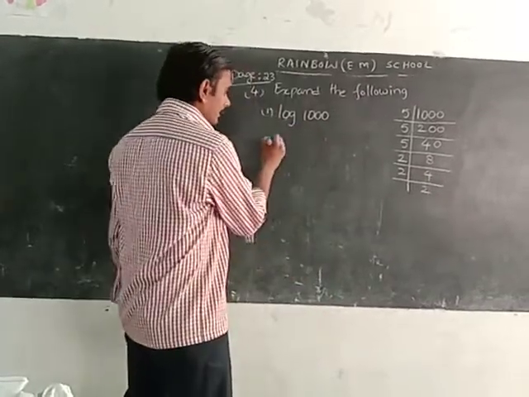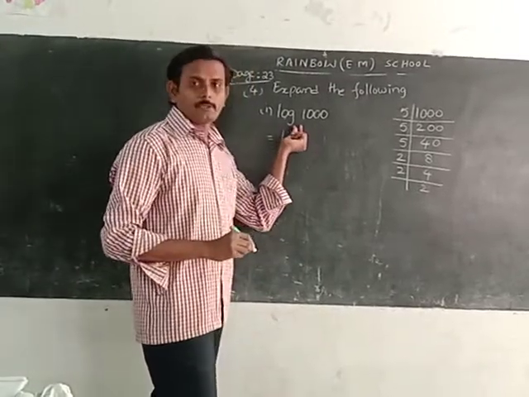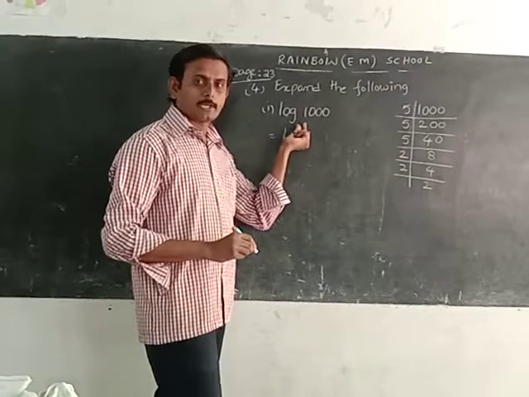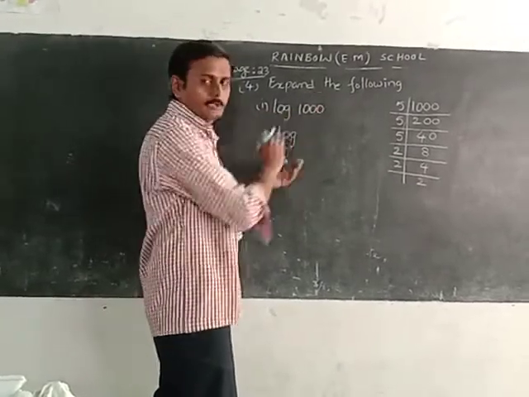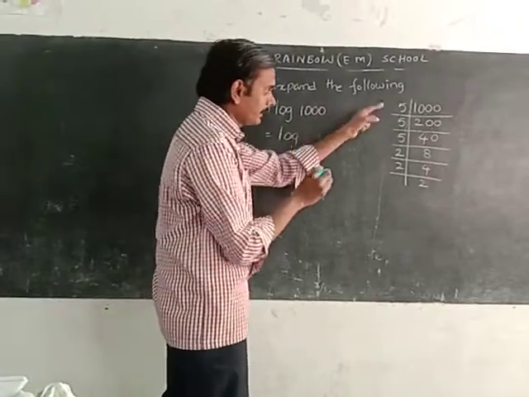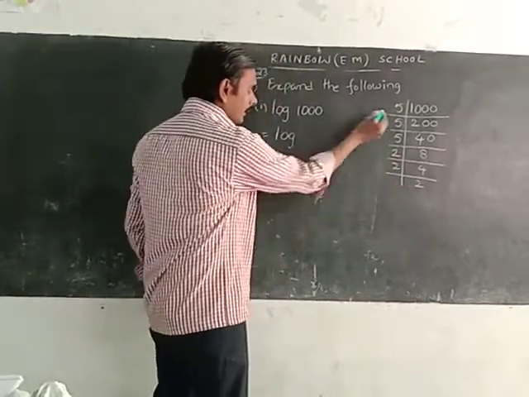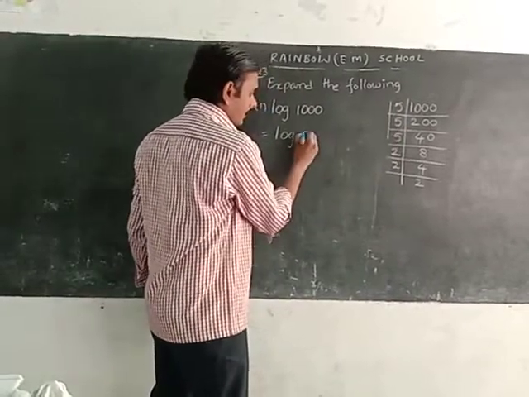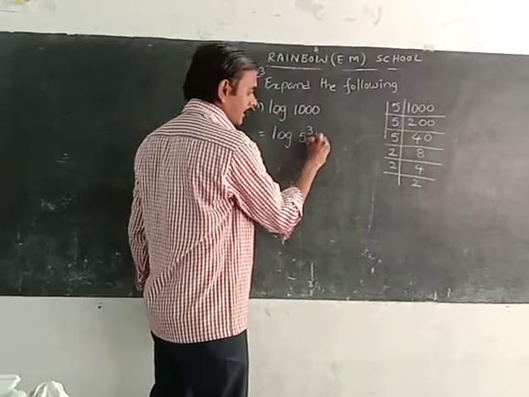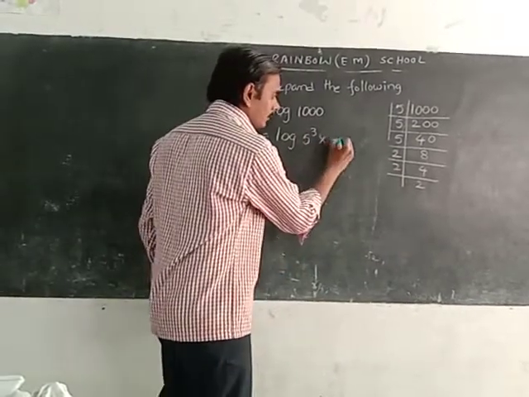Now we can write the log. Here the base is not given, which means we take the common base 10, so no need to write it here. Directly you can write log of 1000 as 5 into 5 into 5 into 2 into 2 into 2. How many times is 5 repeated here? 1, 2, 3. So 5 power 3, multiplied by 2 repeated 3 times, 2 power 3.